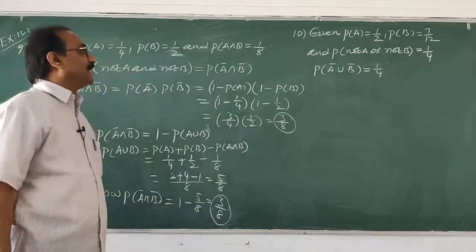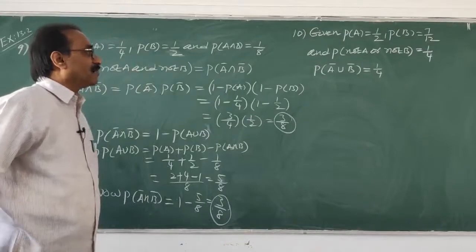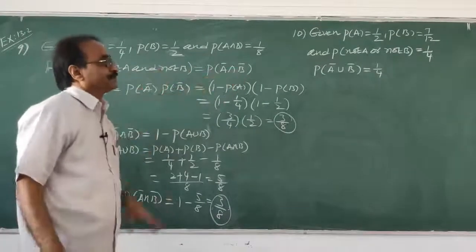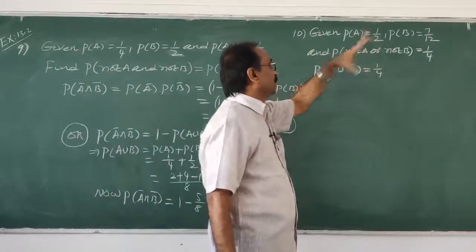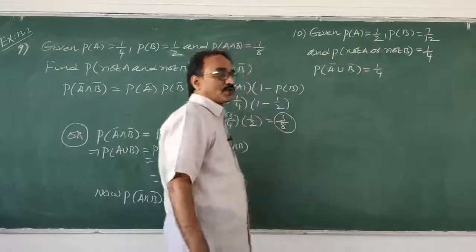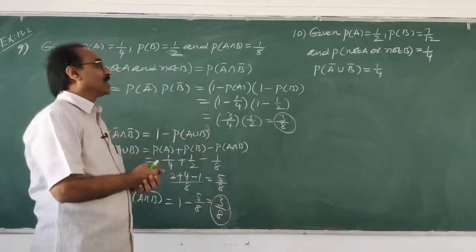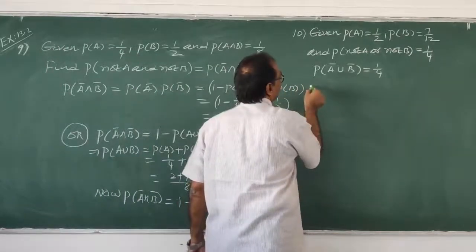P of A is 1 by 2, P of B is 7 by 12, and P of A complement union B complement is given. Here the union is given, but you cannot check whether they are independent or not, because we don't know the intersection. So the question has come: since independence is not there, how do we do it? Now can you tell me how it will come?